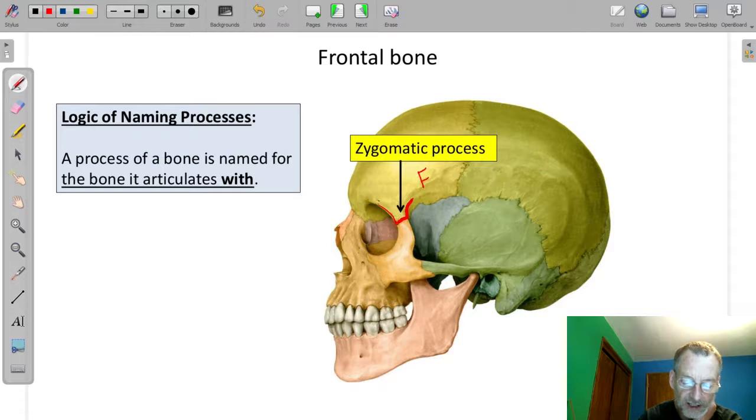Now, how does it get its name? We're talking about the frontal bone. And this process is the zygomatic process of the frontal bone. So it gets its name, zygomatic process, for the bone that that process articulates with. And since it articulates with the zygomatic bone, that's the zygomatic process of the frontal bone.